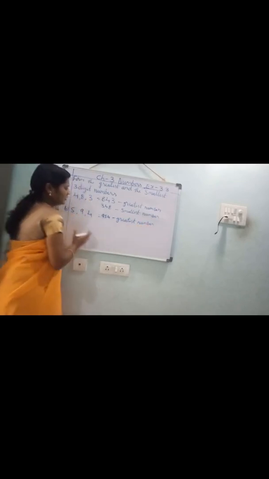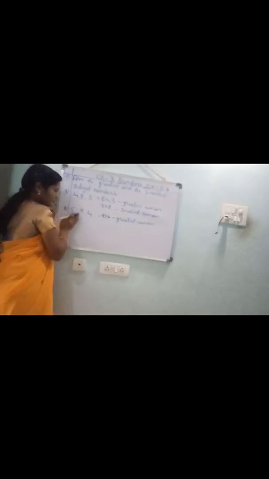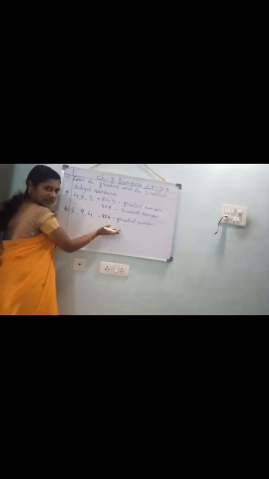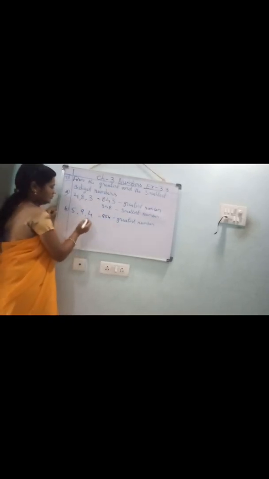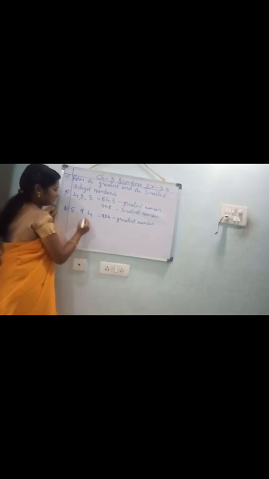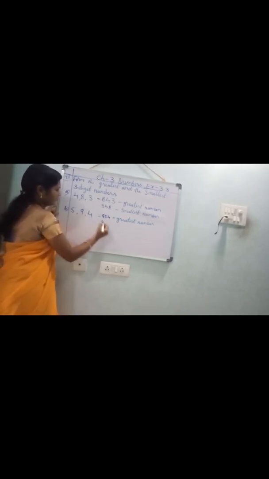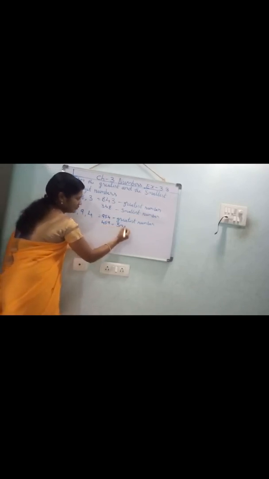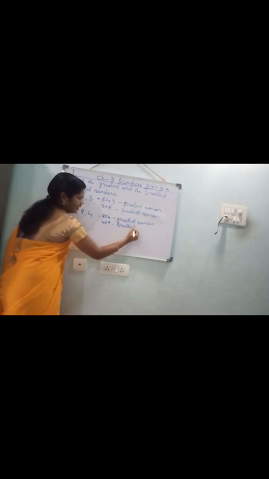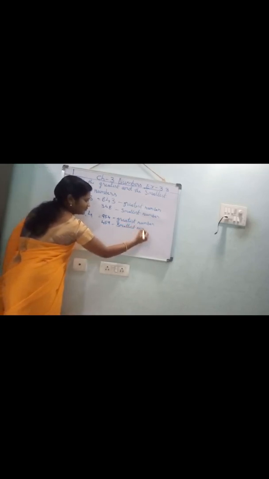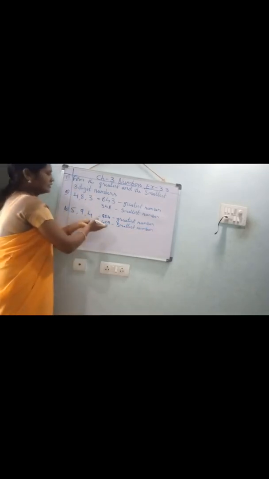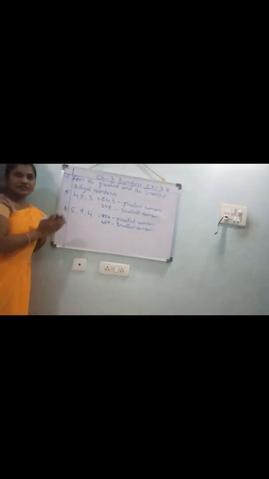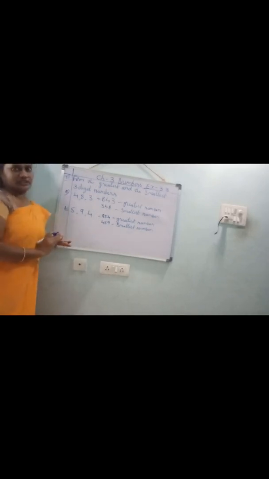What are you doing here? You are forming the number. You are using these numbers and you are forming one number. Understood? Now, which one is the smallest number? 4. After that 5. After that 9. 459 is the smallest number. Understood, children, what I am saying? We are using these 3 numbers. After that, you are forming one number. That is the greatest number and the smallest number.